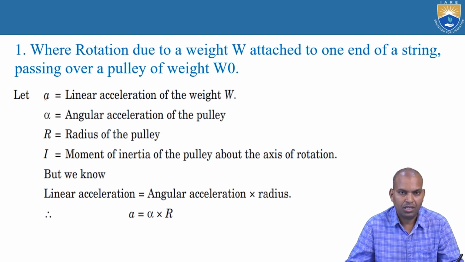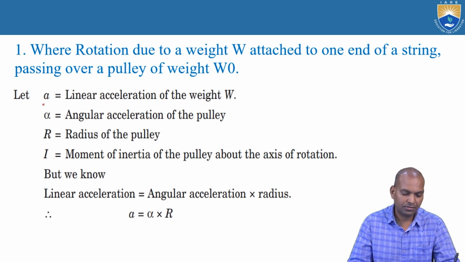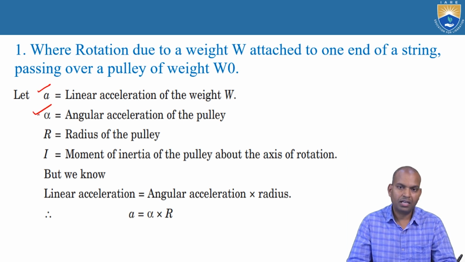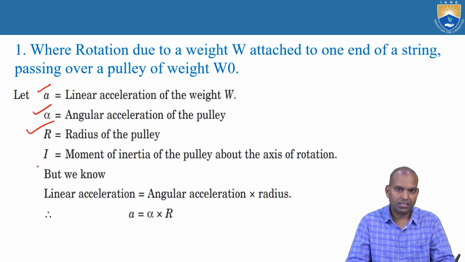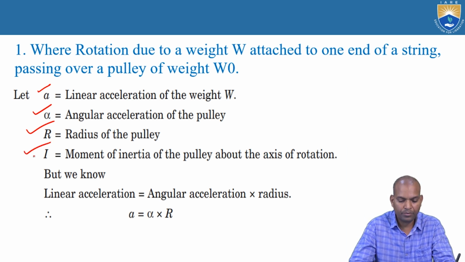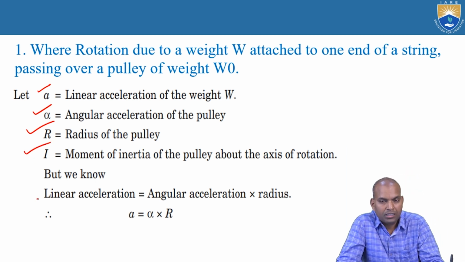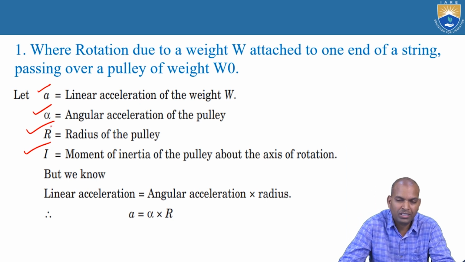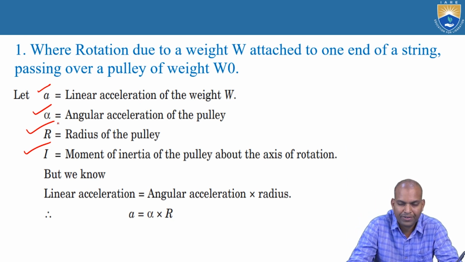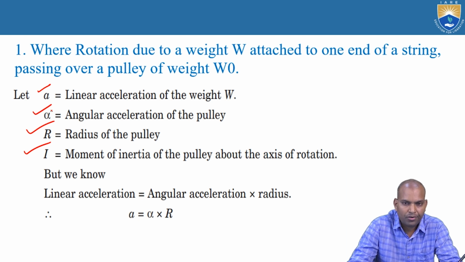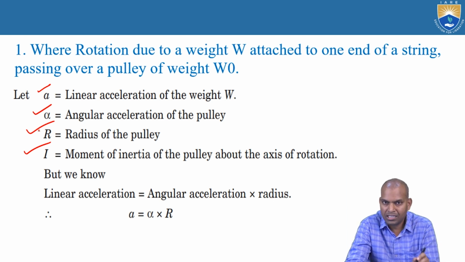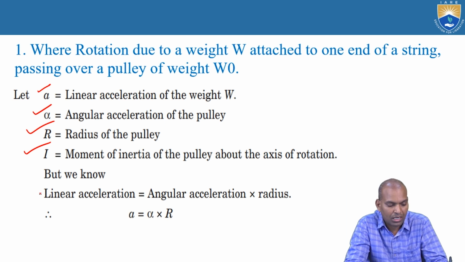Now let us assume that A is the linear acceleration of the weight W, alpha is the angular acceleration of the pulley, R is the radius of the pulley, and I is the moment of inertia of the pulley about the axis of rotation. These are the terms one has to know in order to derive the expression of acceleration of bodies under rotation when applying D'Alembert's principle. Now, the relation between linear and angular acceleration: the linear acceleration equals alpha times R.